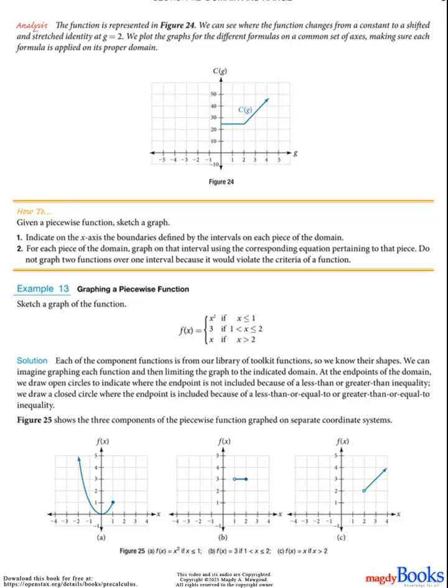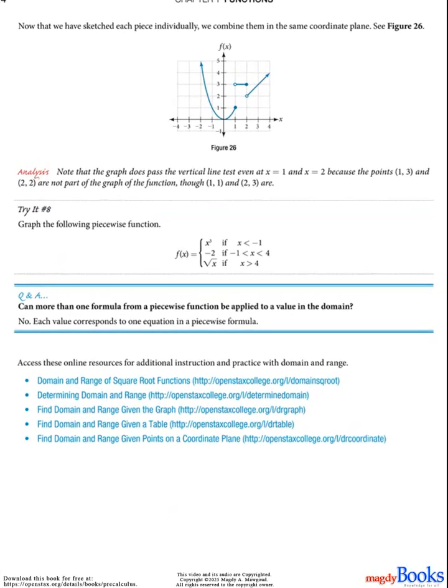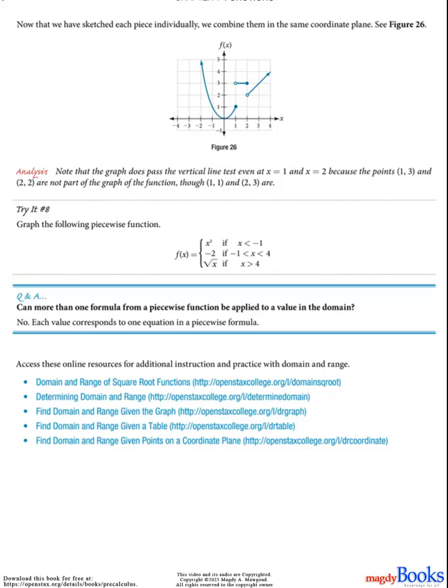Figure 25. A. f of x equals x squared if x is less than or equal to 1. B. f of x equals 3 if 1 is less than x is less than or equal to 2. C. f of x equals x if x is greater than 2. Now that we have sketched each piece individually, we combine them in the same coordinate plane. See Figure 26. Figure 26.